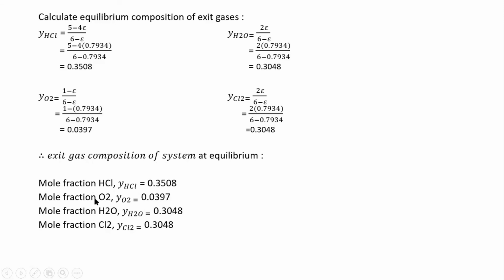So the final answer of the gas composition of the system at equilibrium for HCl is 0.3508, the mole fraction of O2 is 0.0397, the mole fraction of H2O is 0.3048, and the last one, the mole fraction of Cl2, is 0.3048. I think that's all from me. I hope you can understand what I explained for this question. Thank you so much.